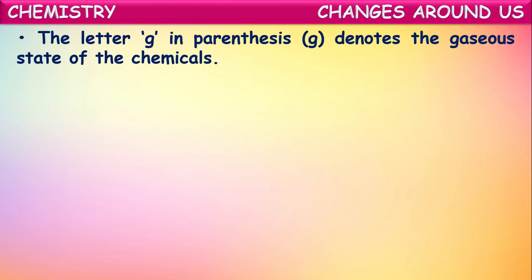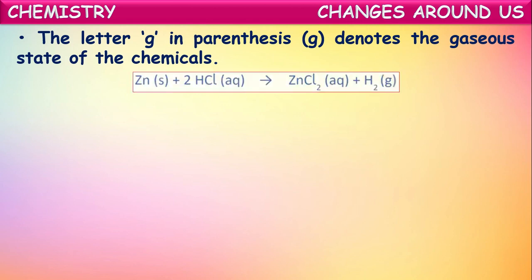So in certain chemical reactions, some chemicals will be in the gaseous state. That state is represented with the symbol G in the parenthesis. Say for example, in this equation, beside the hydrogen symbol, they mentioned G. This represents that the hydrogen produced in this chemical reaction is in the gaseous form. Okay, zinc is in the solid state and hydrogen produced in this reaction is in the gaseous state. Gaseous state is represented with G in the brackets beside the symbol of the chemical.